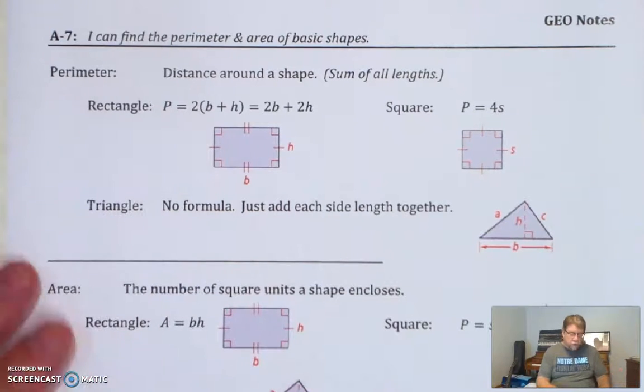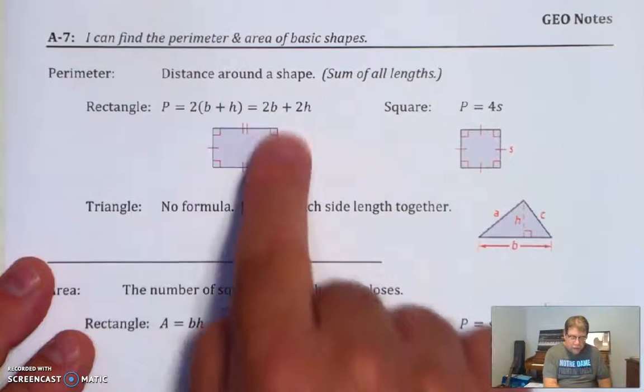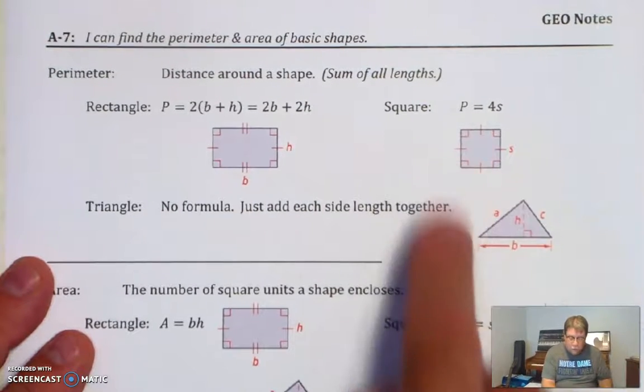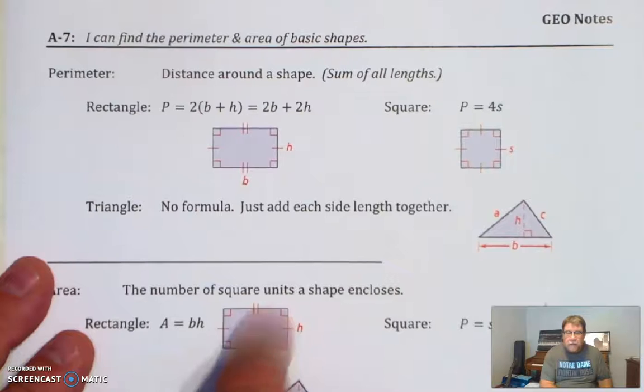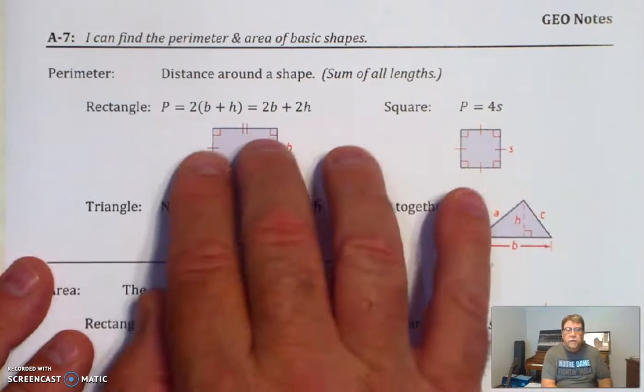The perimeter, let's just first of all define it. It is the distance around a shape. So if we walked around this rectangle, it would be whatever length we walked around this square, whatever length we walked around this triangle. Same thing. So we have some formulas that we can use as the sum of the lengths. The formulas are right here.